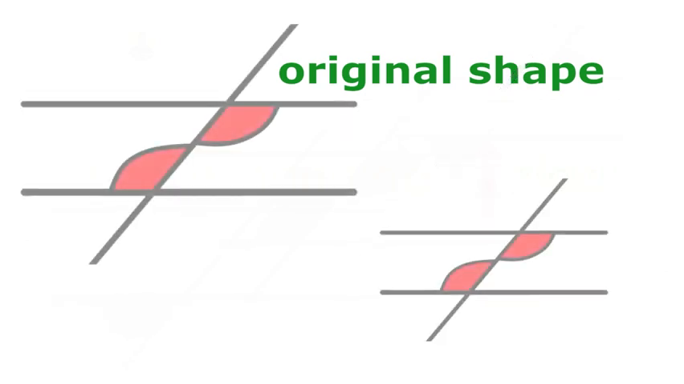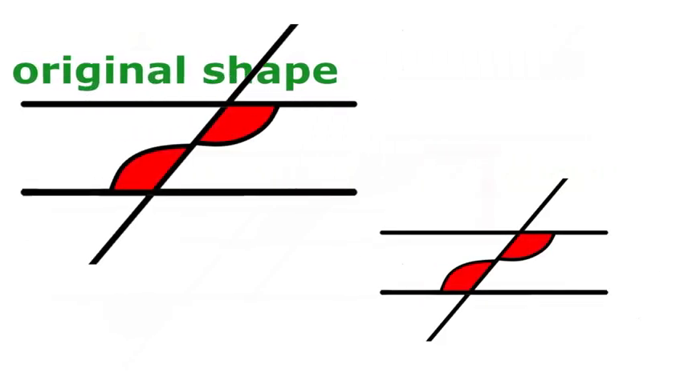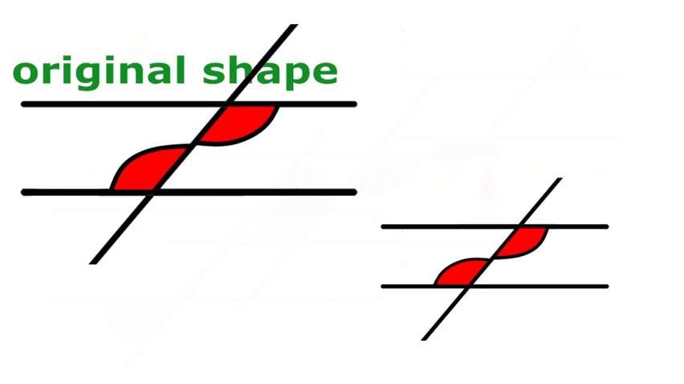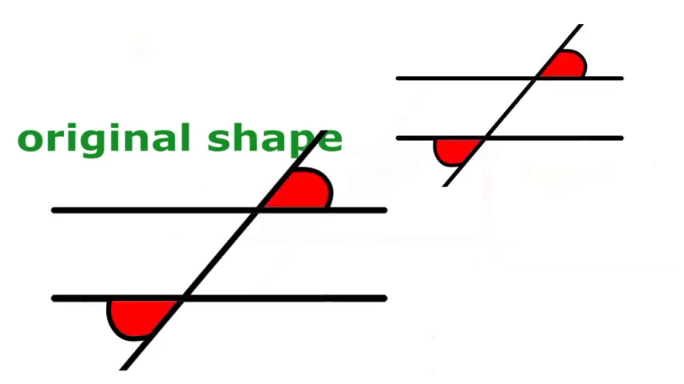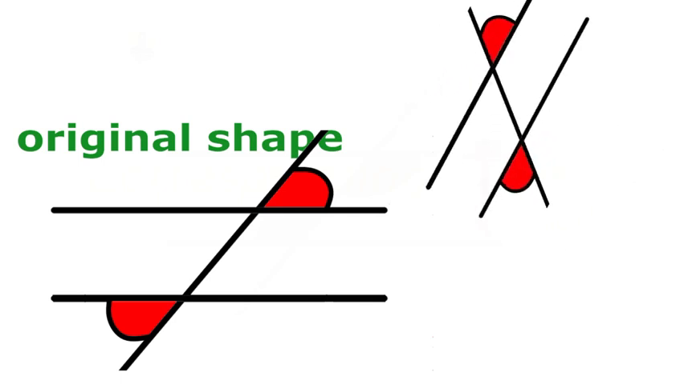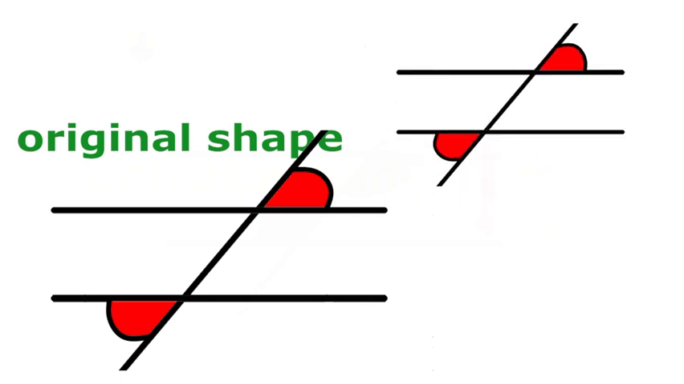Let's try it again. Flip it 180 degrees and you have exactly the same shape, because all that happens is the angles swap places. And again, we have this shape. Flip the diagram 180 degrees and the angles just swap places. You get exactly the same image. So that's how you can tell what the alternate angles are.